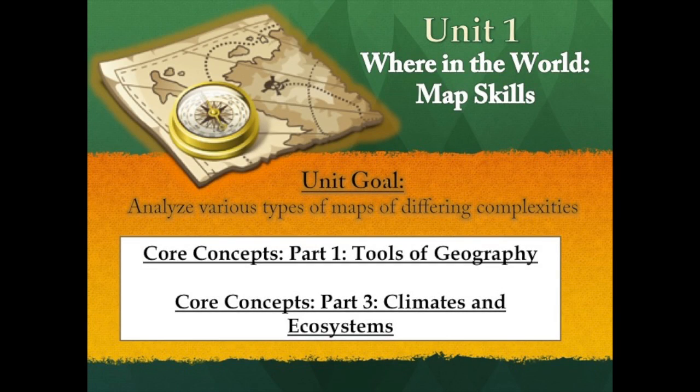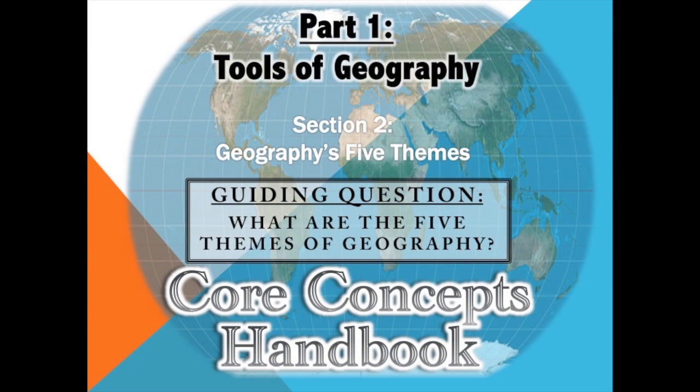We're beginning with Unit 1, Where in the World Map Skills. The unit goal is to analyze various types of maps of differing complexities. It includes Part 1 from Core Concepts, which is Tools of Geography, and Part 3 from Core Concepts, Climates and Ecosystems. We're continuing Part 1 with Section 2, Geography's 5 Themes. You have to answer the question, what are the 5 themes of geography by the end of this section?